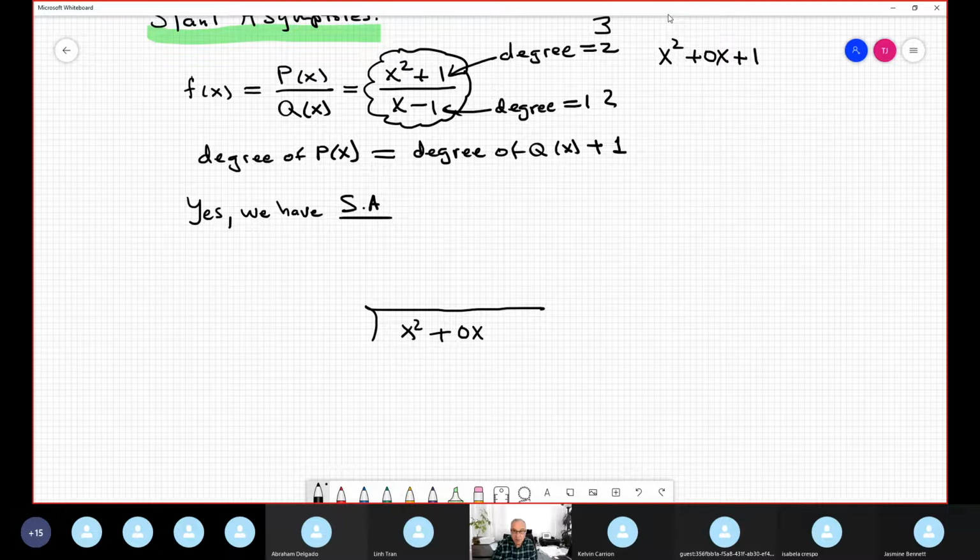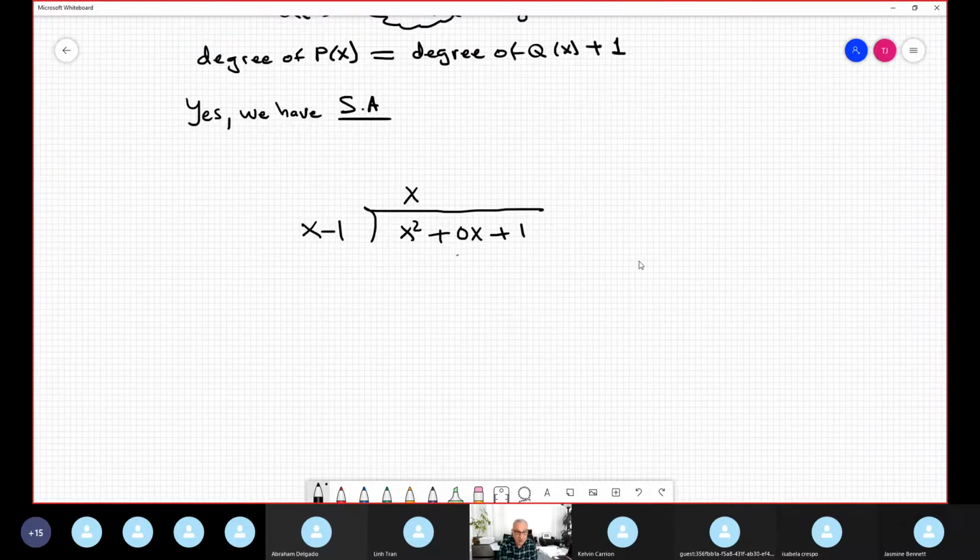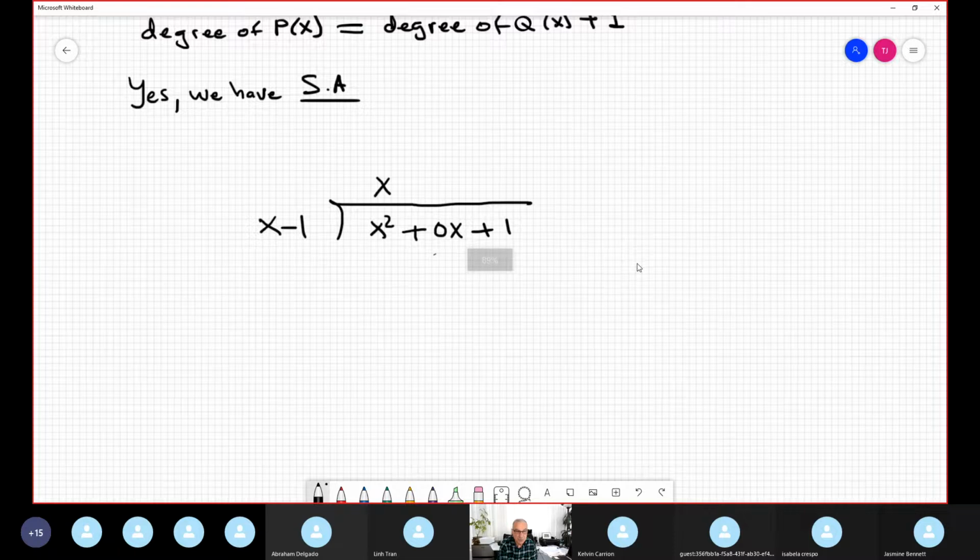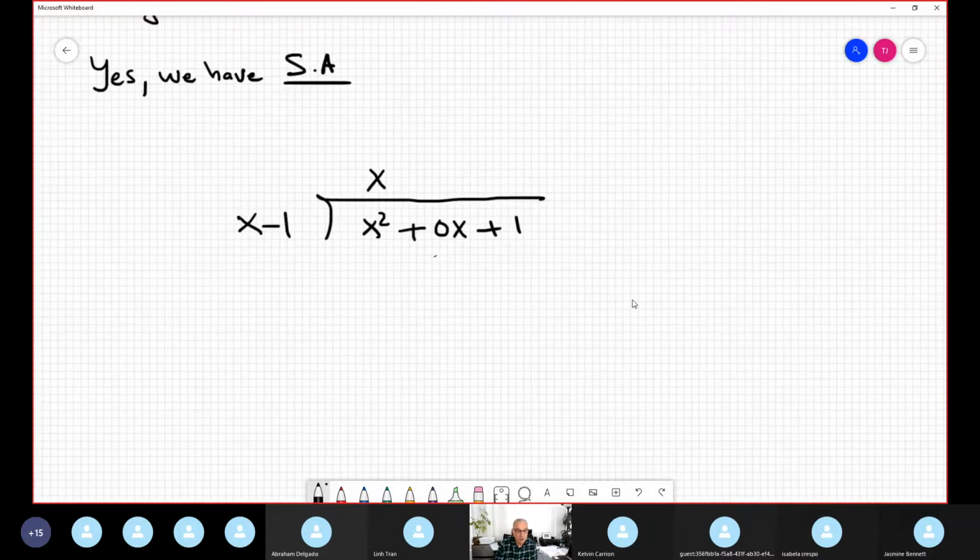Be careful, this is an important detail. Plus 1. You copy this inside in the format of the long division. If one term is missing, you put 0 in order to keep the organization for the long division. And here the divisor is x minus 1. Okay, ready. So x, because remember, you need to find one expression that can multiply by the divisor.